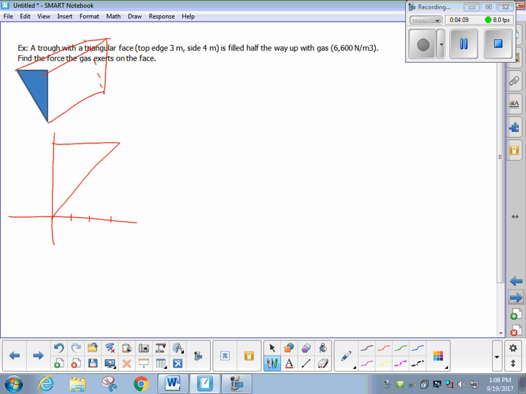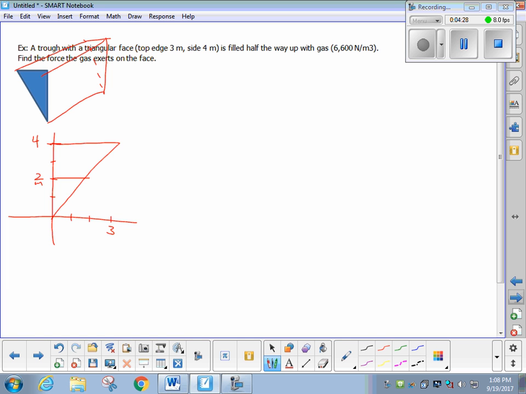So it says in the directions that the top edge is 3 meters and the side edge is 4 meters, but it's only half full. All that is in the directions. You follow? Are you with me? Okay.